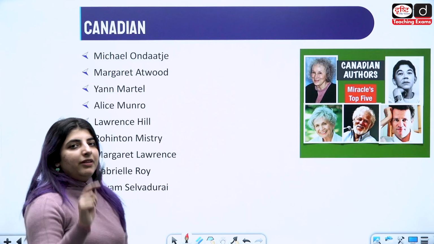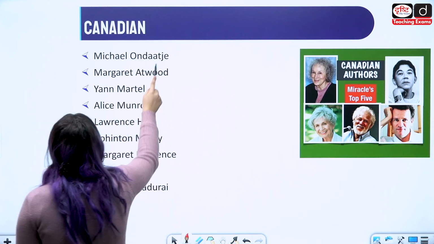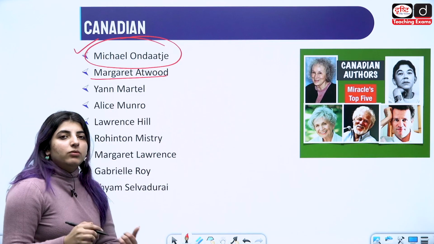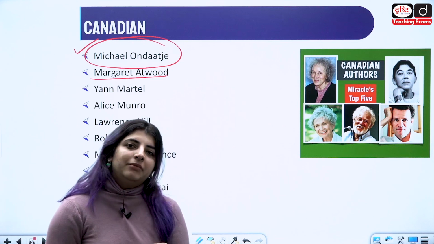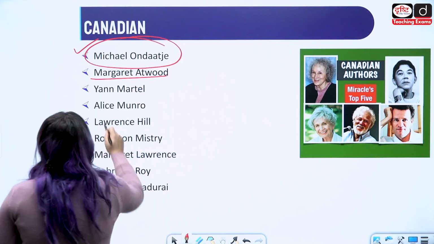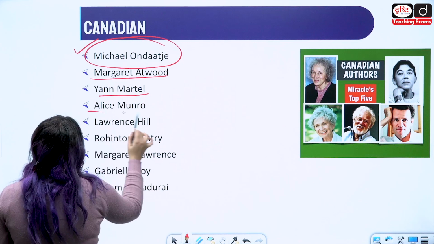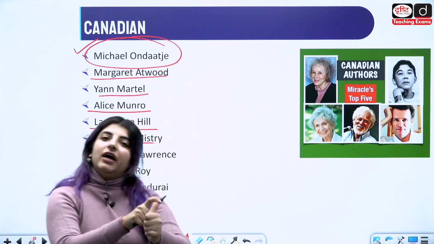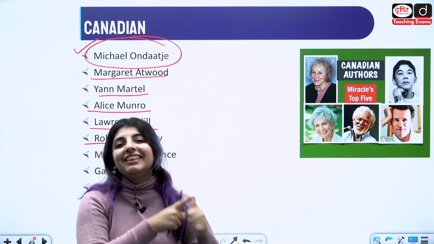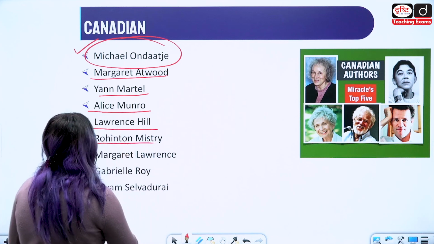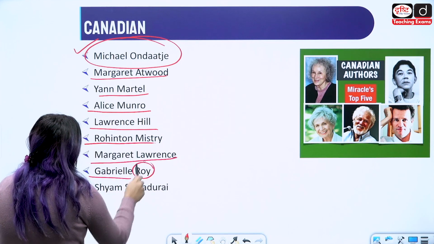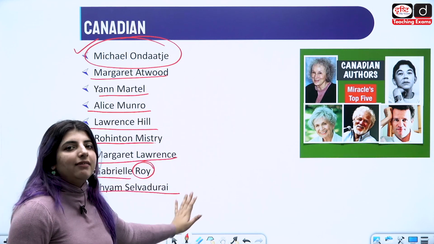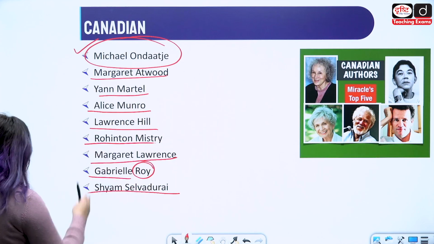Then I am going to deal with the Canadian sphere, where much and more importance would be given to writers like Michael Ondaatje, Margaret Atwood with her works like The Handmaid's Tale, The Testaments, Alias Grace, Yann Martel, Life of Pi, Alice Munro, Lawrence Hill, Rohinton Mistry, who is also going to be covered in the diasporic writers specifically, right? Margaret Laurence, Gabrielle Roy and Shyam Selvadurai. Shyam Selvadurai is also going to be covered in diaspora as well as in Canadian literature. Correct? So these are the important writers.